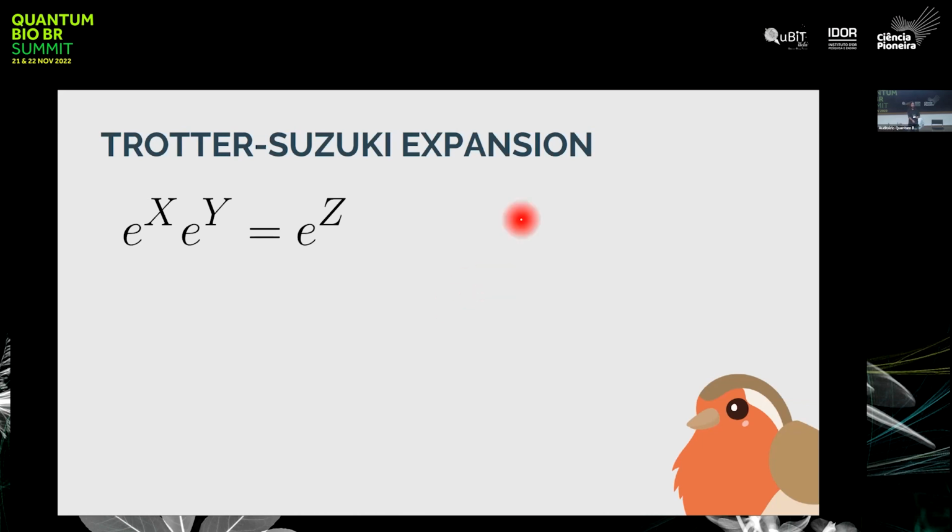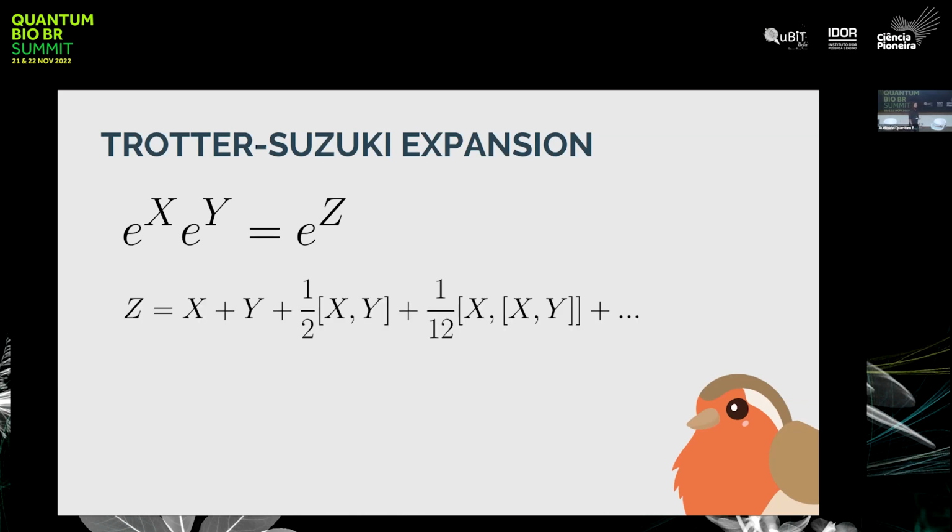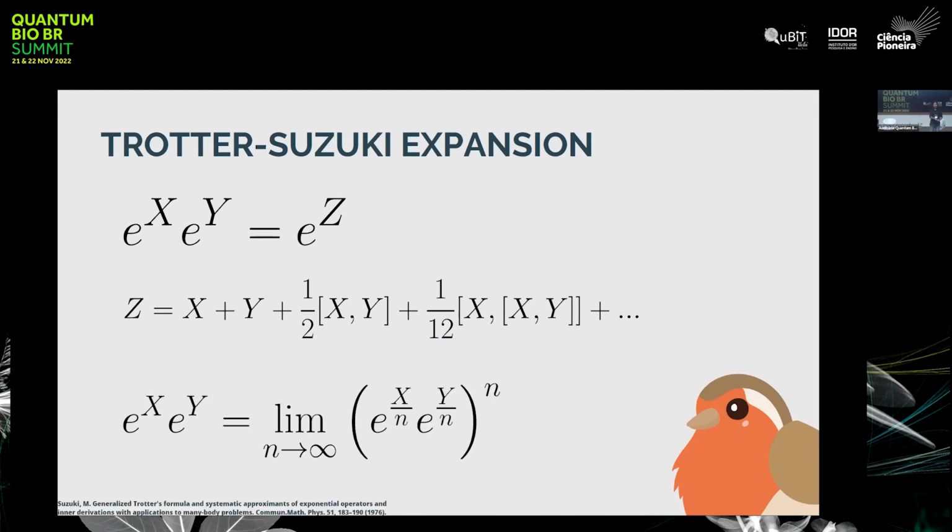Let's think of two operators X and Y that don't commute. And we want a single operator Z that works as if we are applying X and Y at the same time. The solution for this is a pretty complicated series called the BCH series. That's an infinite series of commutators that goes all the way to infinity. It's very complicated to compute that. So we can use this expansion, the Trotter-Suzuki expansion, to make it way easier.